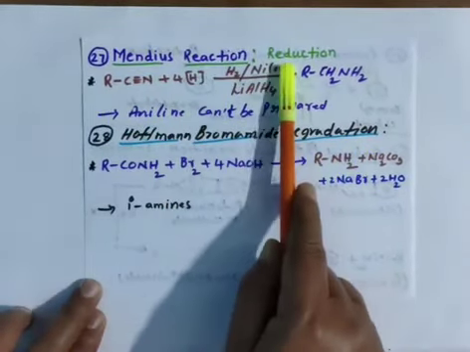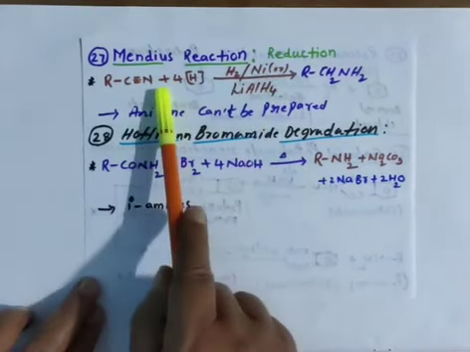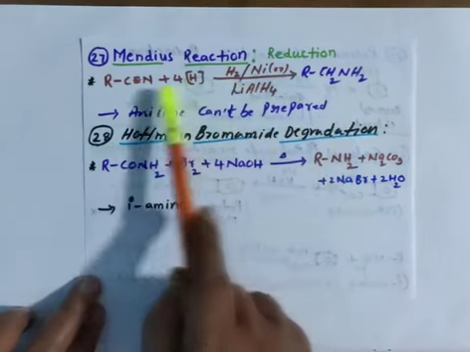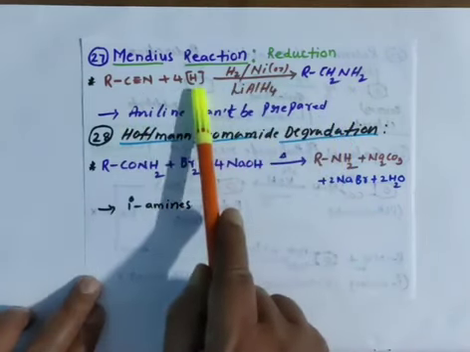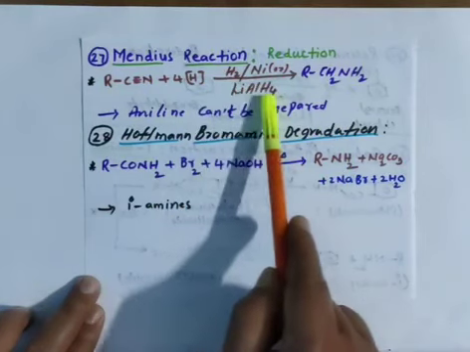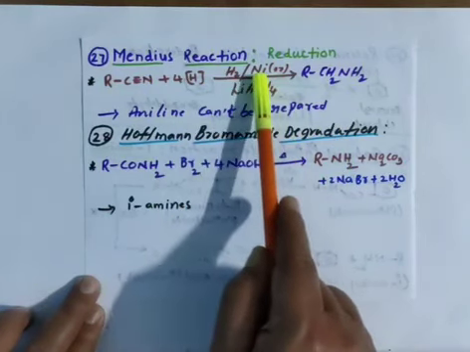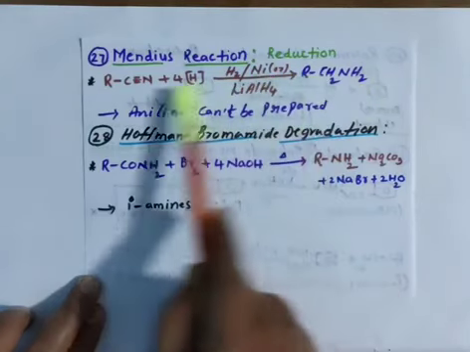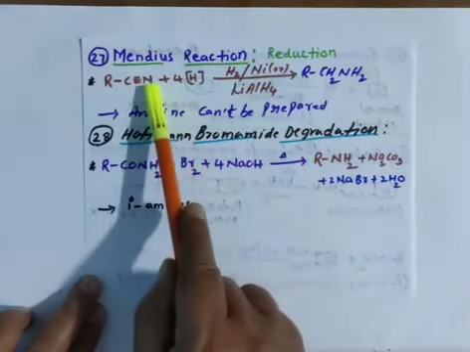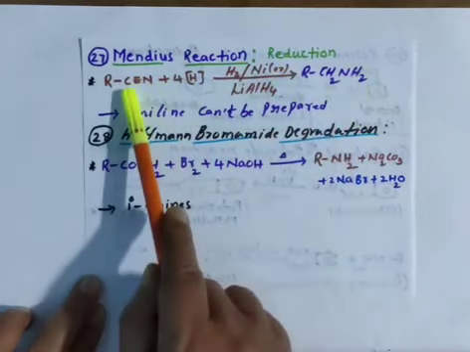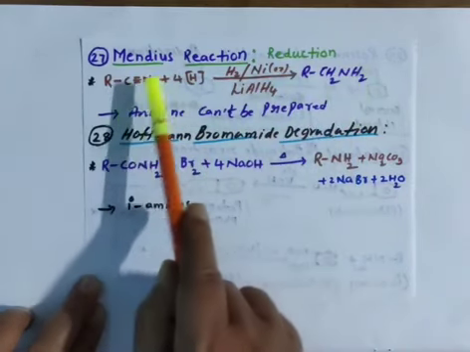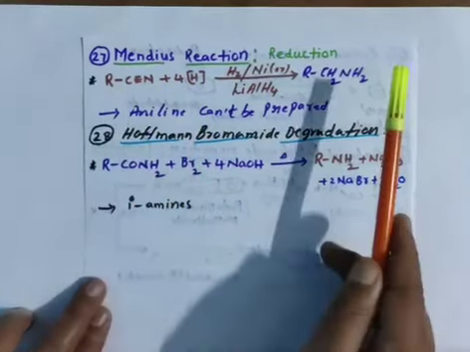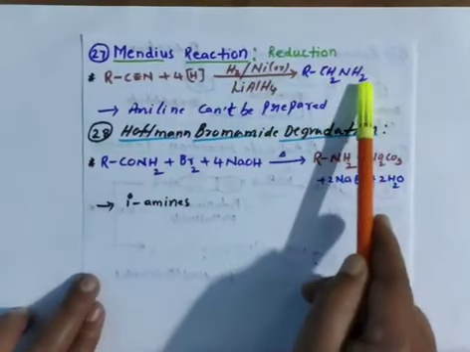This is one type of reduction reaction where nitriles are converted into primary amines. RCN with hydrogen in the presence of lithium aluminum hydride or Raney nickel gives RCH2NH2. In the cyanide group, N is converted to NH2 and C is converted to CH2. Here we have to add 2 hydrogens on each, so RCN is converted to RCH2NH2.